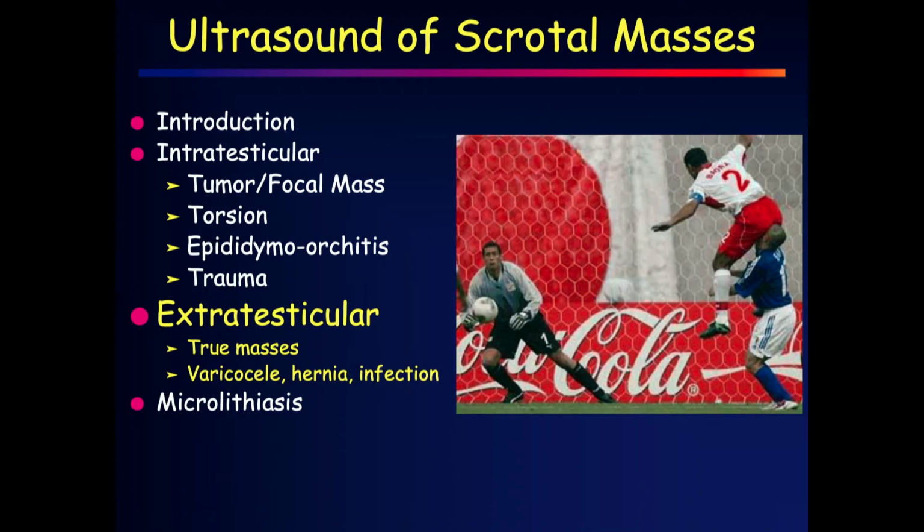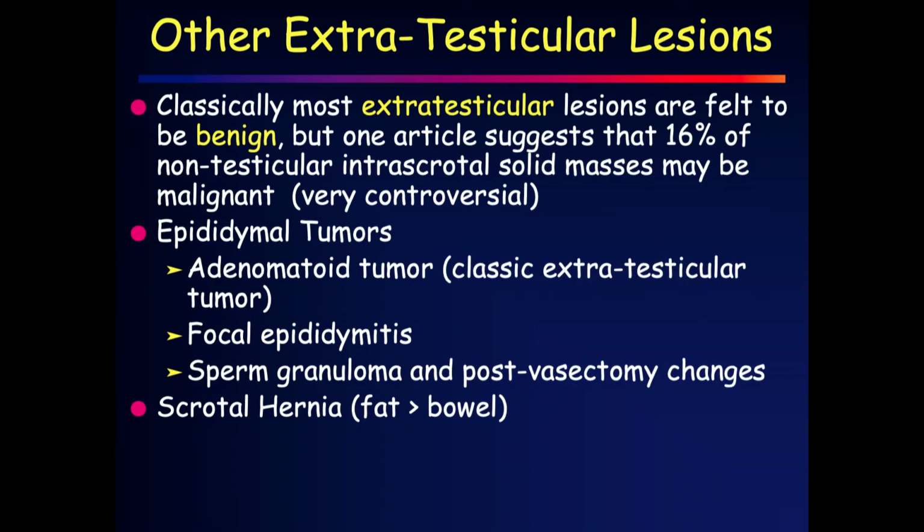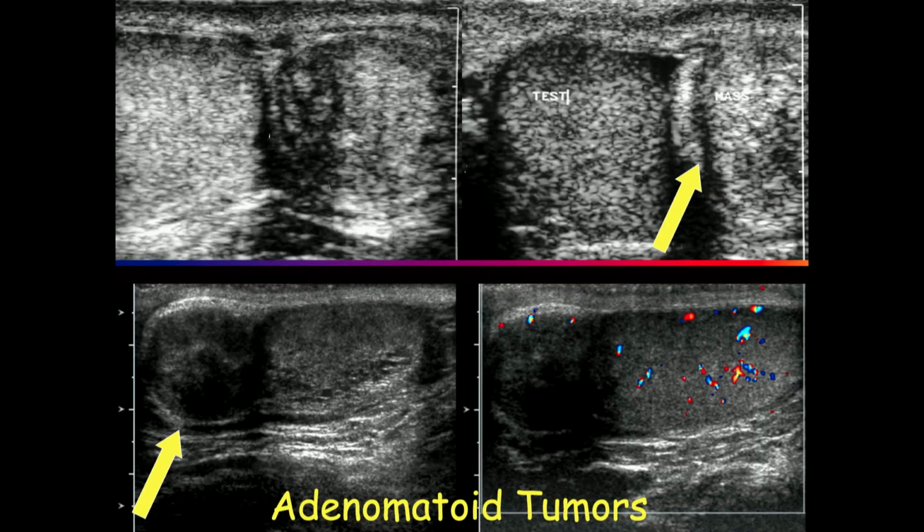Okay, briefly through extra-testicular things. The classic extra-testicular lesion is the adenomatoid tumor. These are benign. In general, most extra-testicular lesions are benign unless you're at a place like Harvard where you get weird referrals from all over the world there. So here are 2 examples of adenomatoid tumors. A third are hypoechoic, a third are iso, a third are hyper.